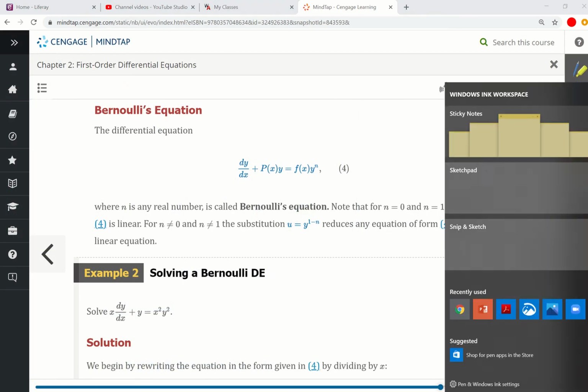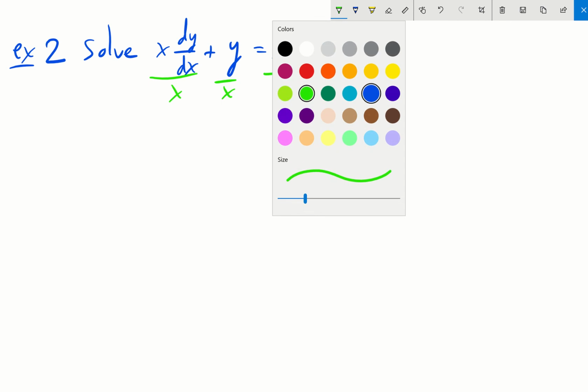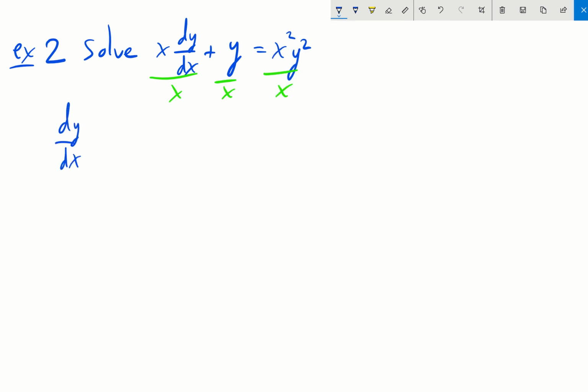Okay? So let's do an example of one of these. In the book, I believe this is example 2. Let's solve x dy/dx plus y equals x squared y squared. First things first, we would like to clear off this coefficient of x, so we want to get rid of that. So this would be dy/dx plus, I can write it as x to the negative first times y, nothing wrong with that, equals x y squared.